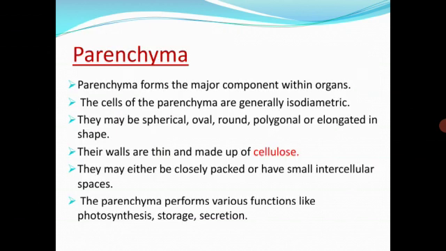Firstly, coming to parenchyma. Parenchyma forms a major component within organs. The cells of the parenchyma are generally isodiametric. They may be spherical, oval, round, polygonal, or elongated in shape. Their walls are thin and made up of cellulose. They may either be closely packed or have small intercellular spaces. The parenchyma performs various functions like photosynthesis, storage, and secretion.